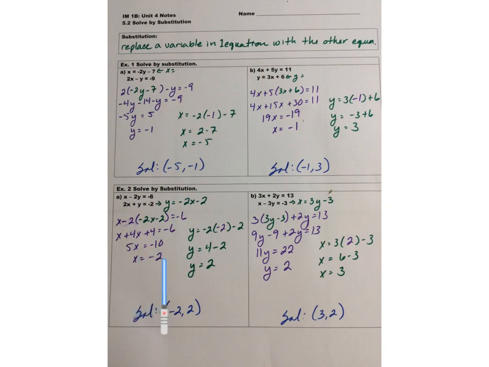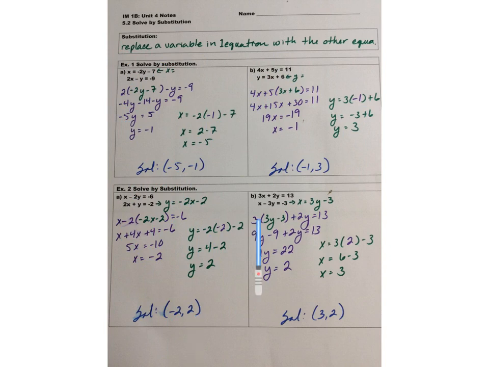I'm then going to take this x value and plug it in right there into that x. So I get y equals negative 2 times negative 2 minus 2. 4 minus 2 is 2. And again, write your solution as an ordered pair. So our solution is the point negative 2, 2.